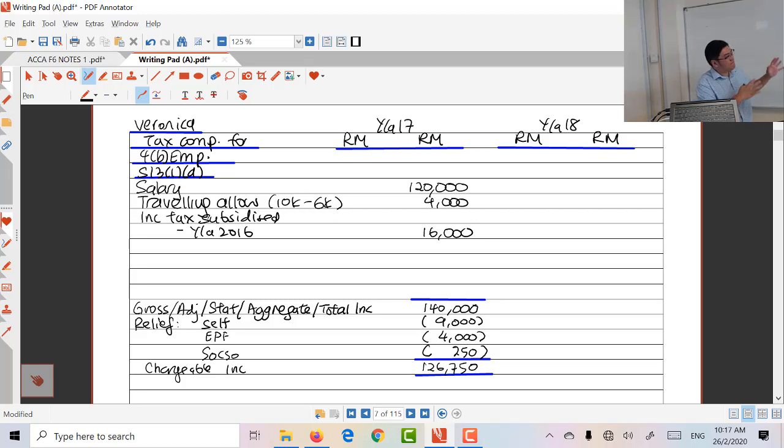Now I've shown one part for you, so I just want you to carry on and finish off 2018. So give me a few minutes. Just proceed on with the numbers. Just reflect on the additional information and fill in the blank with the right figure.